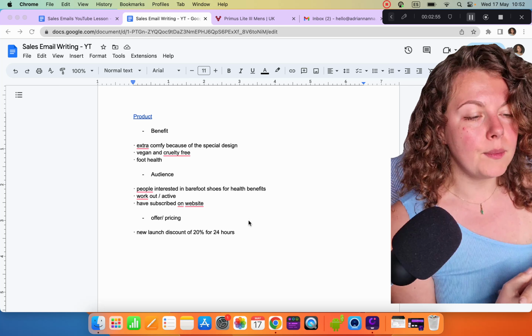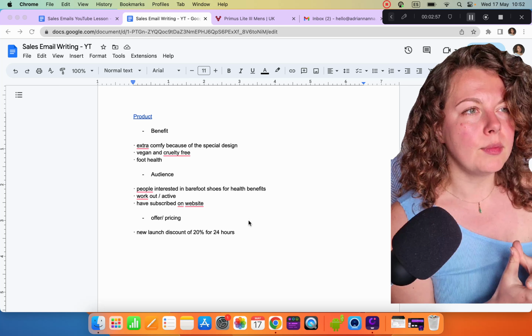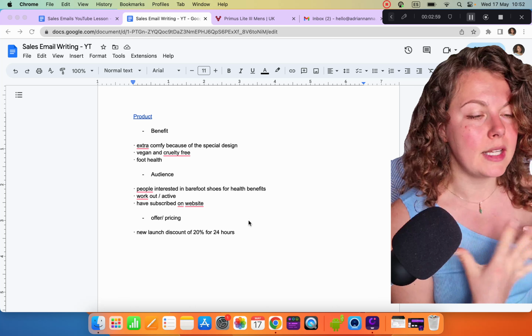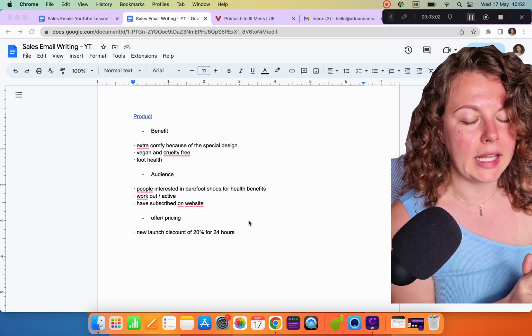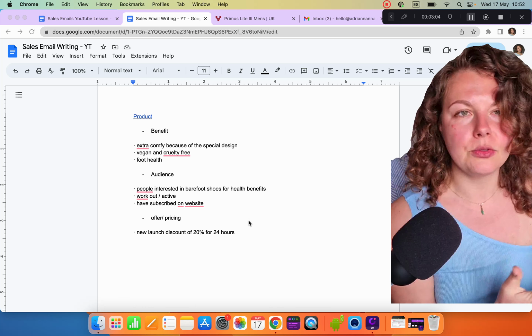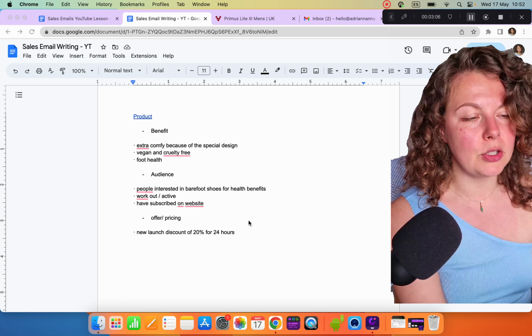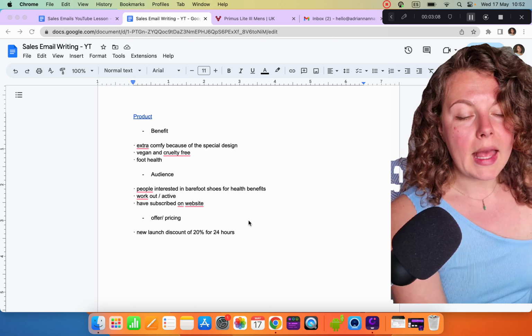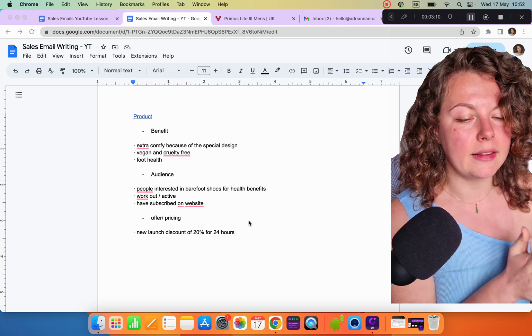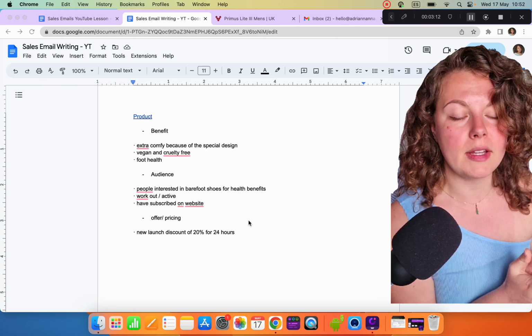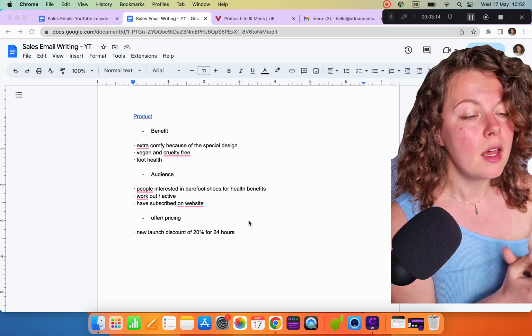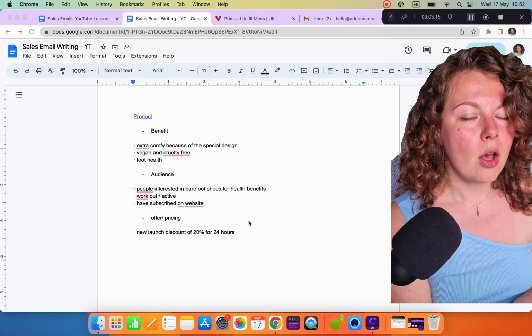Let's say they were looking for barefoot shoes and they went on the website and found that they could receive some kind of discount or news about the new product. So that's why they signed up. And the offer/pricing is that this is a new launch offer, so there's a discount of 20% for the next 24 hours on the shoe.